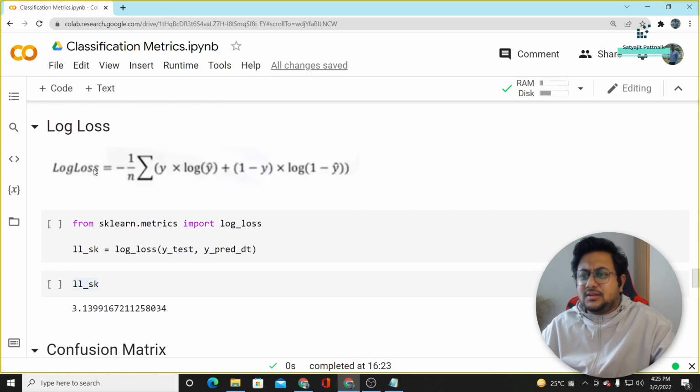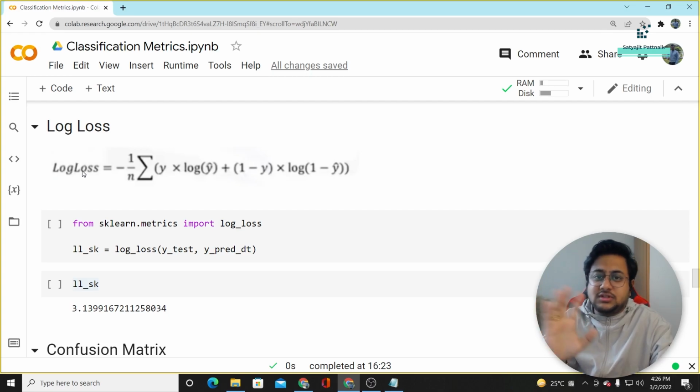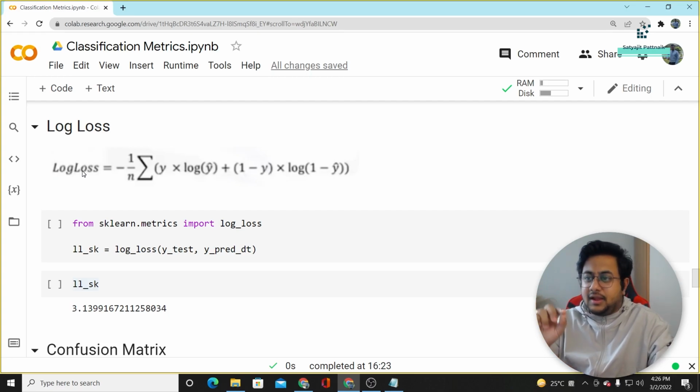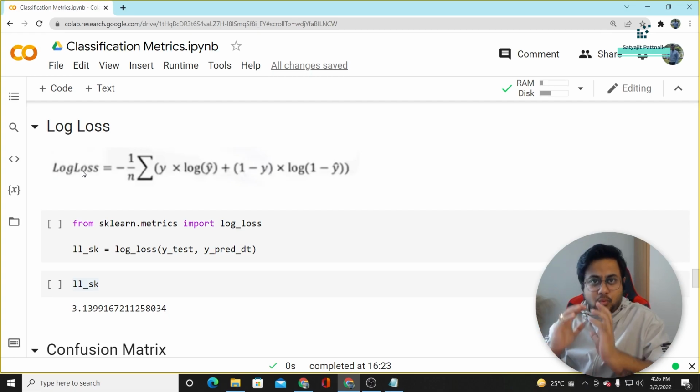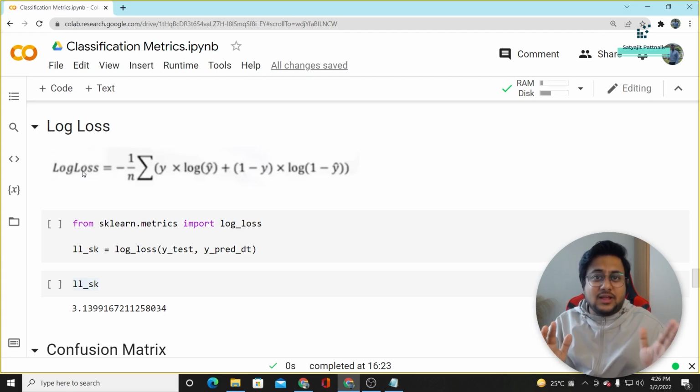Log loss is a simple cost function. It's a simple way to find the error between your test data and your predicted data. The log loss formula doesn't look simple, but it is very simple. It is minus 1 by n summation of y, that means the actual test, multiplied with log of predicted, plus 1 minus y multiplied with log of 1 minus predicted. That's what log loss is. Looks complicated, but machine learning libraries make our life easier, we just use the library and find the log loss.